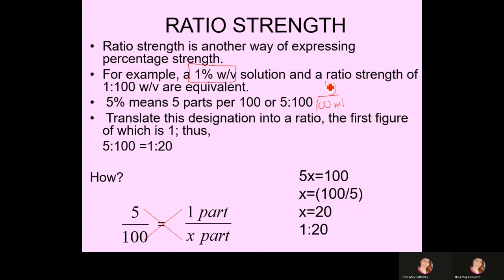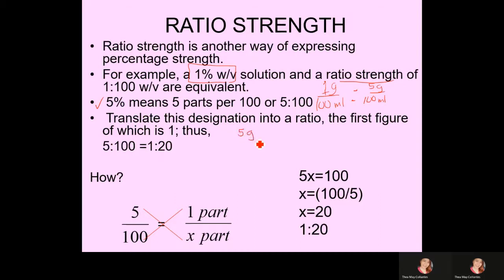You can't really change it because 1 is already your lowest term. But, for example, we have the 5%. It means that we have 5 grams out of 100 ml, or 5 grams over 100 grams, depending on the unit we are using. So, as you can see, this is still not in your simplest term. The simplest term for this one would be what we call the ratio strength.